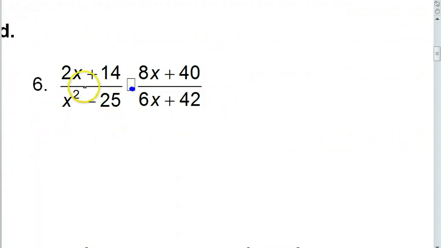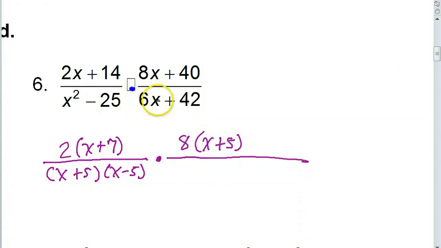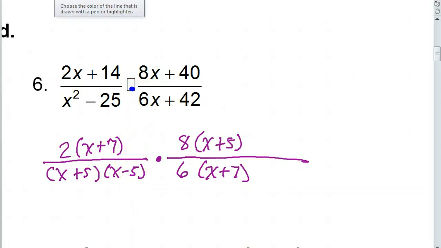On number 6, let's factor everything first. GCF. So this part right here is going to be 2 times x plus 7. This denominator here, that's x plus 5, x minus 5, difference of 2 squares. And that's times 8 times x plus 5, GCF, and 6 times x plus 7. So I'm looking for factors that I can cancel out in the numerator and the denominator. I see x plus 7 up high, and I see x plus 7 down low, so I can cancel those out. I see an x plus 5 up high and an x plus 5 down low, so I can cancel those out too.